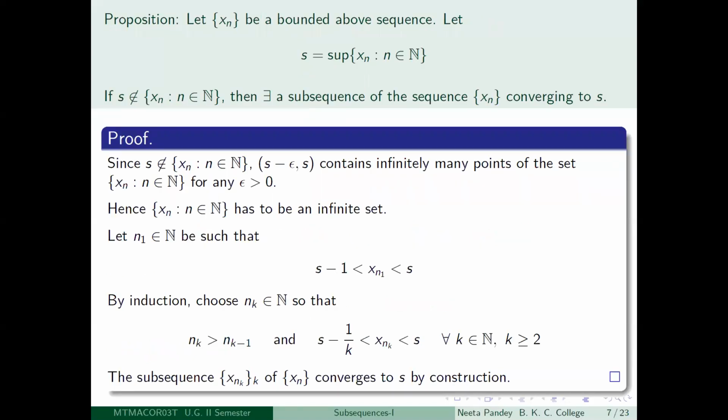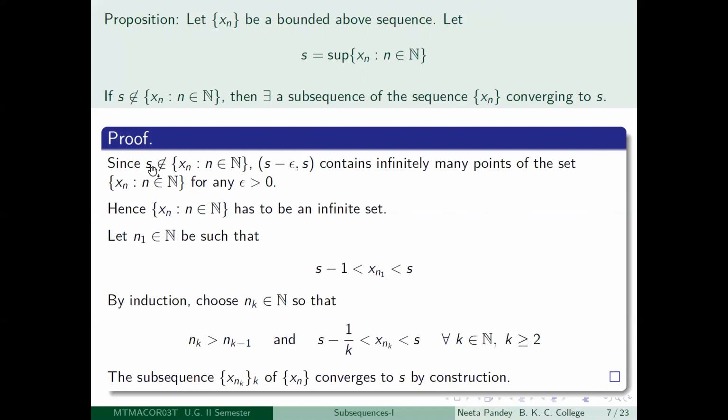Next result is actually an exercise, but let us do it here. It will give you some idea. So suppose x_n is a bounded above sequence, the original sequence, and suppose little s is the supremum of the underlying set, the supremum of the sequence. Then if s is not a term of the sequence, then there is a subsequence of the sequence converging to s. This is what you want to prove. Why I want to do this result is that we get used to handling subsequences. That is the only reason I am doing it. Otherwise, I could have left it as an exercise.